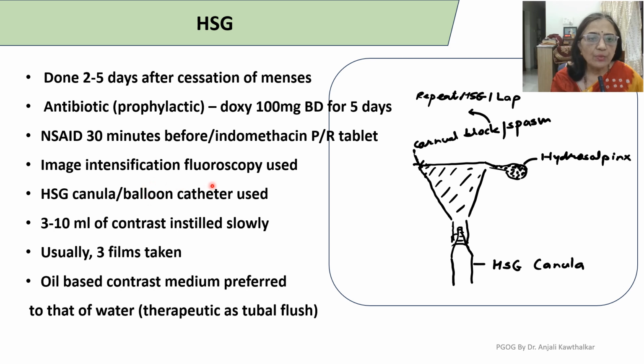Image intensification fluoroscopy is used. An HSG cannula or balloon catheter is used to instill the contrast medium. This is the HSG cannula, which is inserted in the cervical canal, and the dye is pushed slowly. 3 to 10 ml of contrast is instilled slowly so that there is no spasm because of pain if it is instilled too fast. Usually, three films are taken to reduce the radiation exposure.